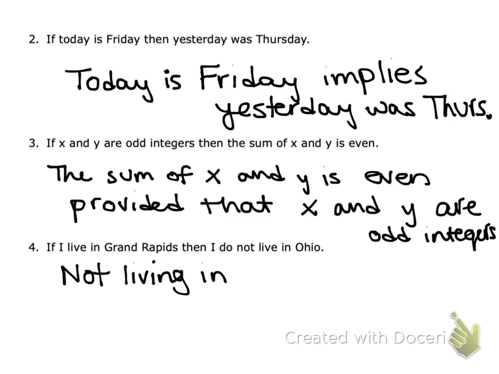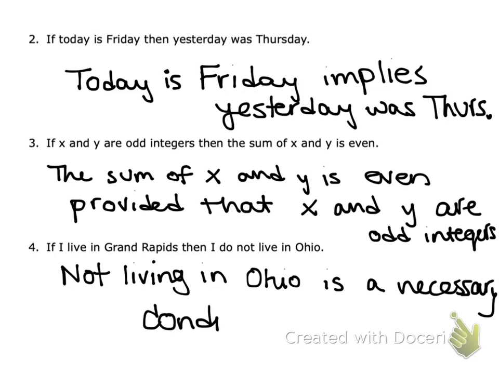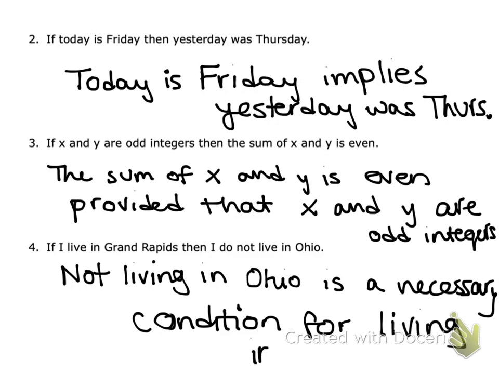Not living in Ohio is a necessary condition for living in Grand Rapids. That's supposed to be a C. Okay. These would all be considered equivalent forms.